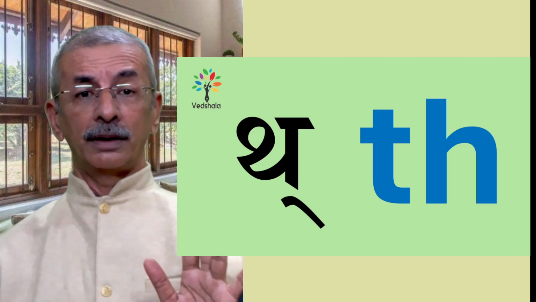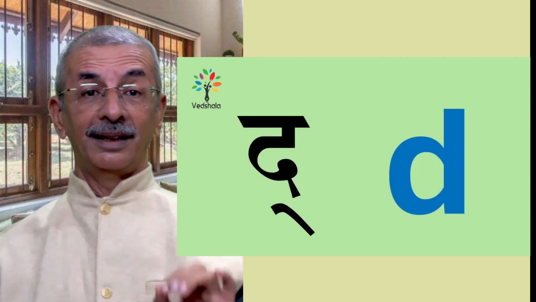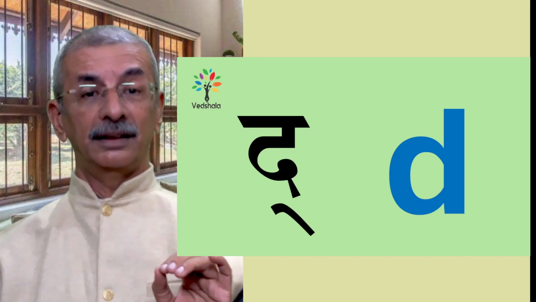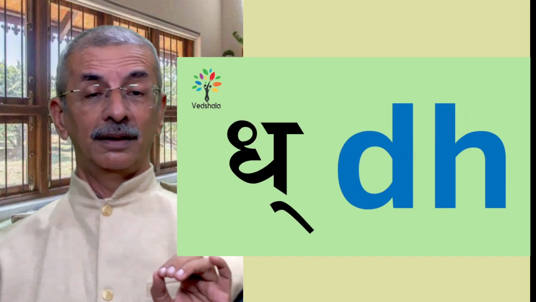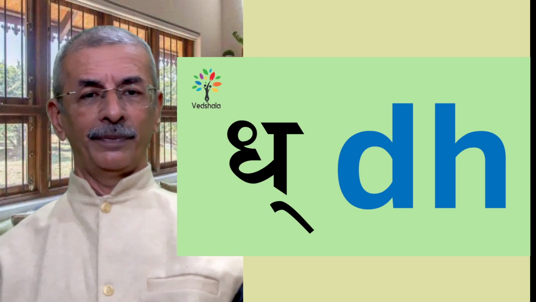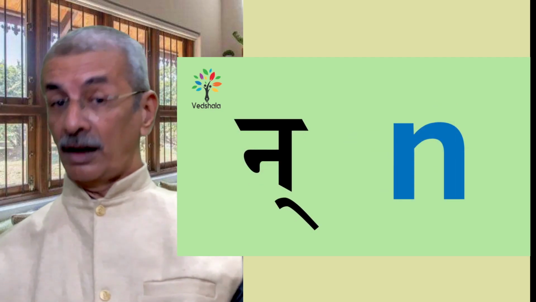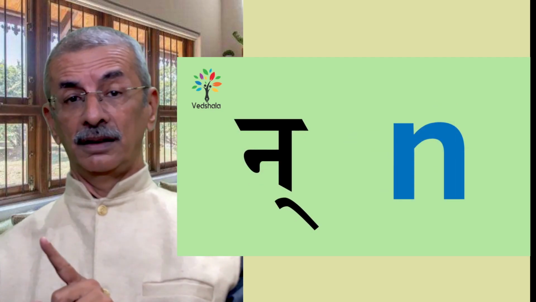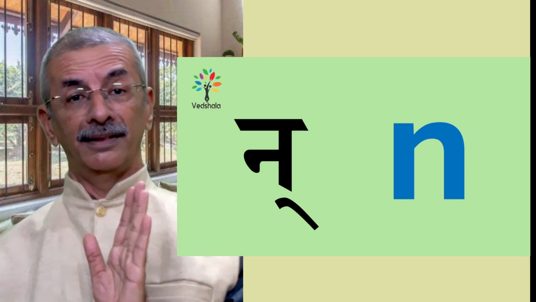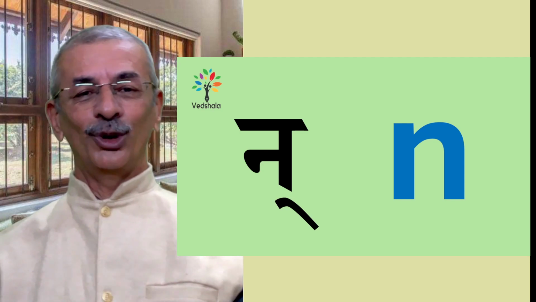Ta, tha, da, dha. This is Dirgha one. And the Anunasika for these four alphabets is na. This is na. Just N, but half na. Okay. Am I clear? Let us go ahead.